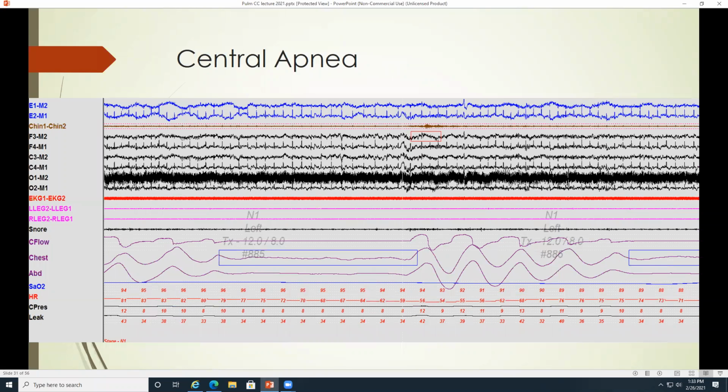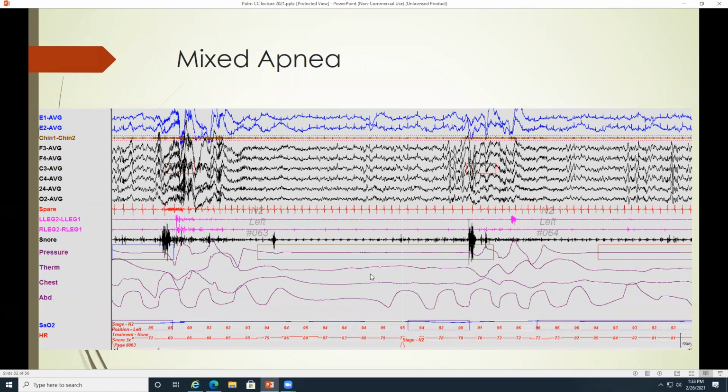Central apnea, basically a flat line on all of them. This here was done with the CPAP on, so that's why there's only one flow monitor. But the flow flat lines, effort flat lines, and that's a central apnea. Mixed apnea, again, everything's flat lines for the first portion. Effort kicks in towards the end, then they have their arousal. So that would be classified as a mixed.